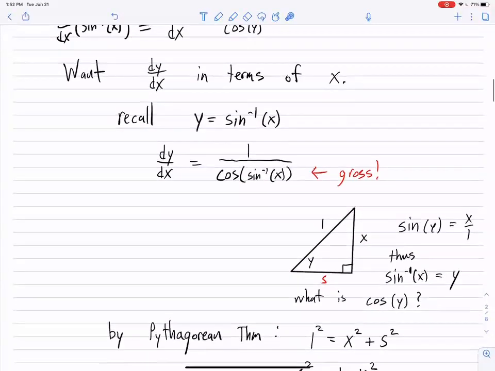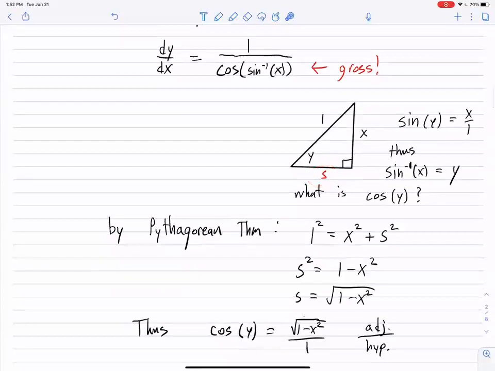So what we're going to do is use a little trig. The idea is you draw a little triangle with side length x, and the angle is y, right? Because y equals sine inverse of x. That means the ratio of x over 1 is sine of y. So that's the angle y, and this is x over 1. And we want to know what cosine of that angle is. We want to know cosine of this angle y. Cosine is going to be whatever this side length is over 1. But what is this side length?